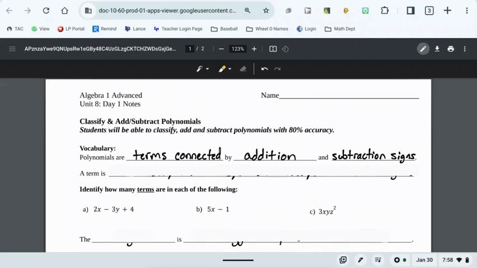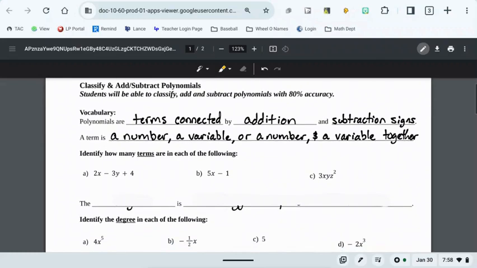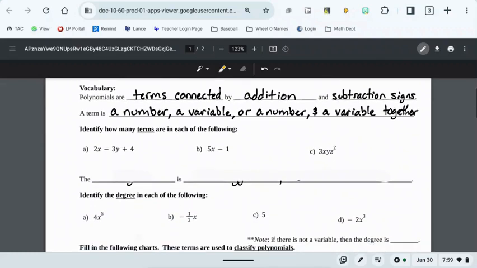And even further, within that definition, we talk about terms. We have to understand exactly what a term is. And a term is a number, a variable, or a number and a variable together. Okay? So let's take a look at a few examples here.